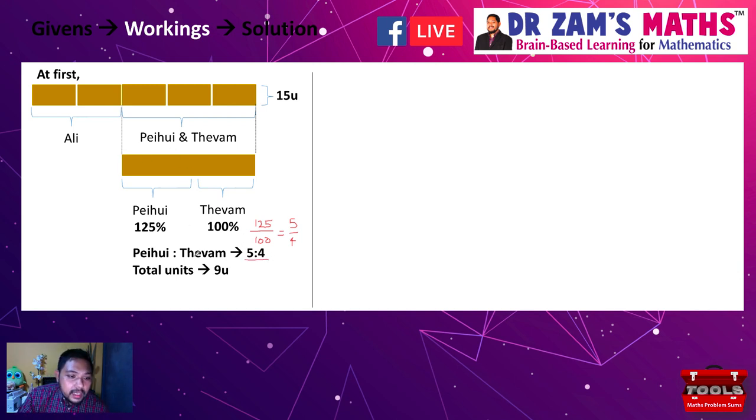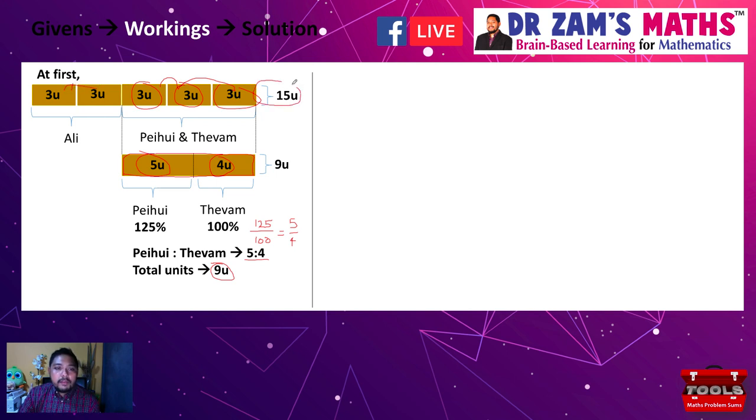So that means this whole thing here is 9 units. You convert them into units. This is what is meant by units method. How do you know it's 9 units? From the ratio. This is 5 units, this is 4 units. Since you know this is 9 units, what it means here is this is 3 units each, because this whole thing is 9 units. 9 divided by 3 equal units, one of it is 3 units each. That means Ali has 3 units also, and 3 units.